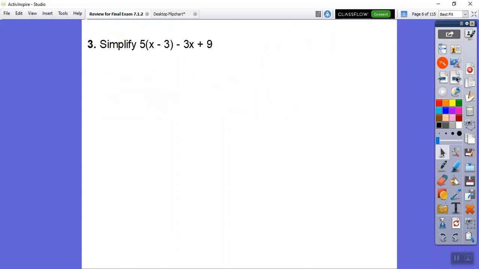Okay. All right. So here we're going to simplify. I'm going to distribute 5 times x, 5 times minus 3. So that's going to get me 5x minus 15. And then we'll combine the like terms. We'll combine the 5x with the minus 3x and the minus 15 with the plus 9. So 5x minus 3x is 2x. You'll see I did it in colors. And then the minus 15 plus 9 gets me minus 6. So 2x minus 6.